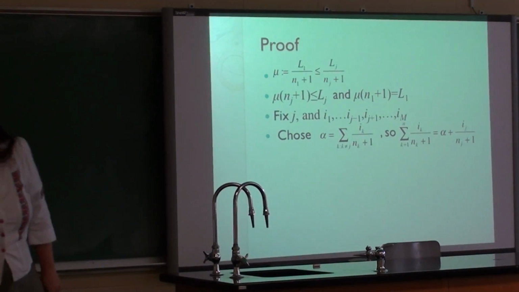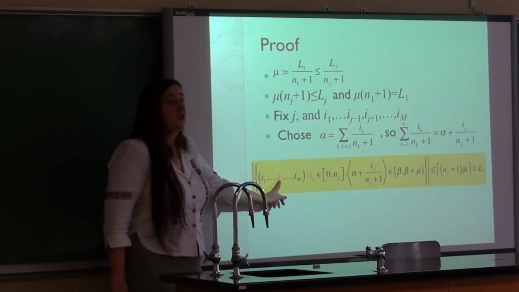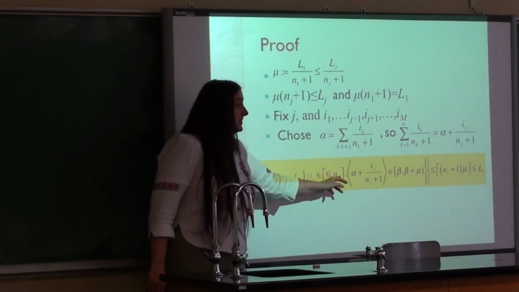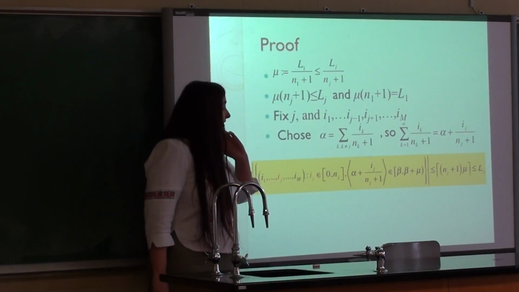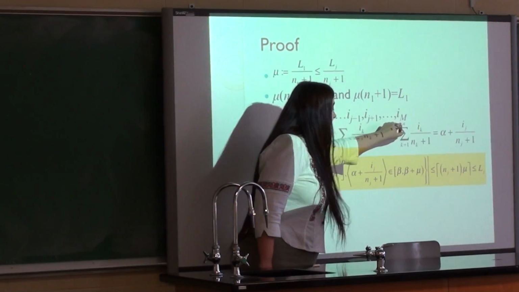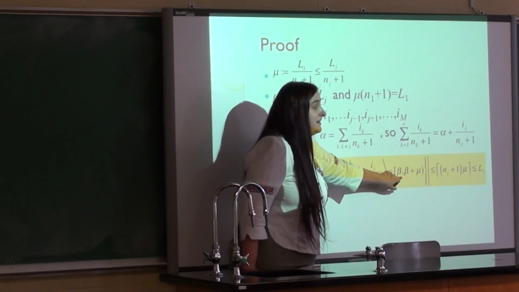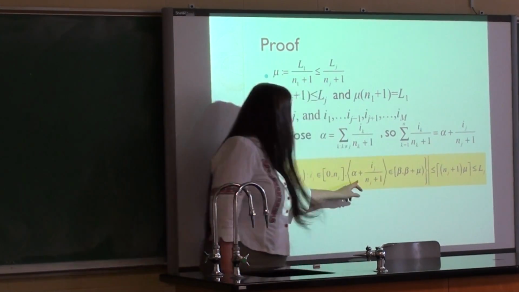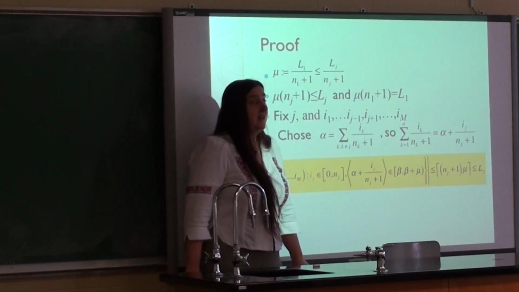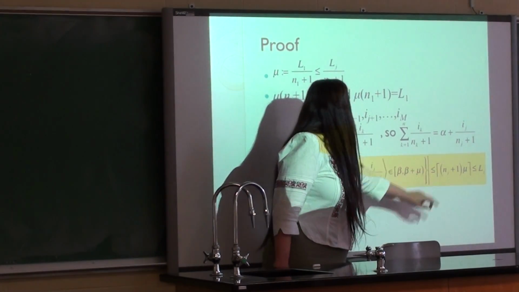So what does that mean? I want to count these numbers where only the jth entry is allowed to change, all the rest is fixed, and the jth entry is from 0 to n_j. And I want to count the ones for which the fractional part of this quantity was in this interval, because that was how I defined my transversal. So basically I want to count those guys where alpha plus i_j over n_j plus 1 falls into my interval. And I have this lemma that says that there are no more than this many of them.